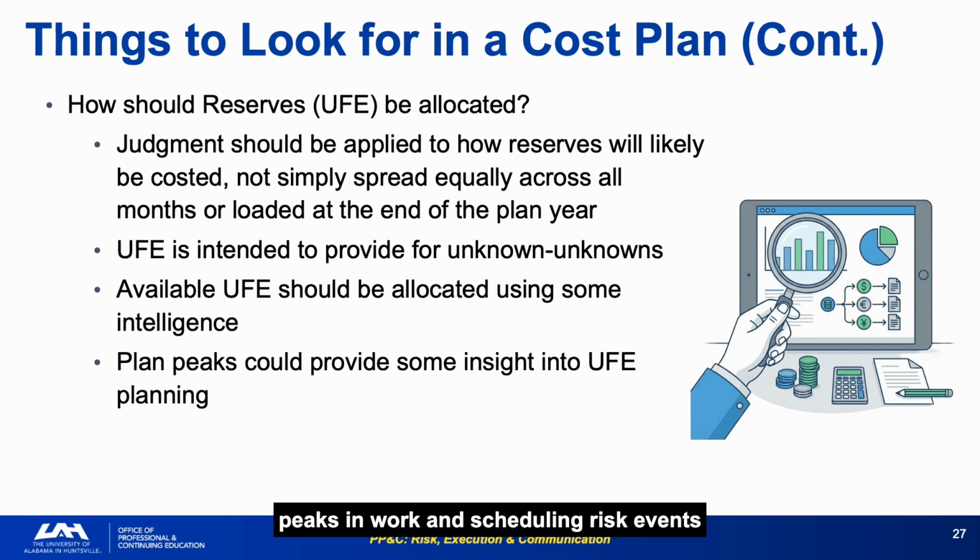Planning peaks in work and scheduling risk events provides the most defensible basis for UFE allocation. If the cost plan shows peak work activity in month 6, that is where UFE should be concentrated, not in month 12. Tie every UFE allocation to a specific risk item or plan peak in the work schedule. An allocation that cannot be connected to a specific programmatic basis is not defensible.